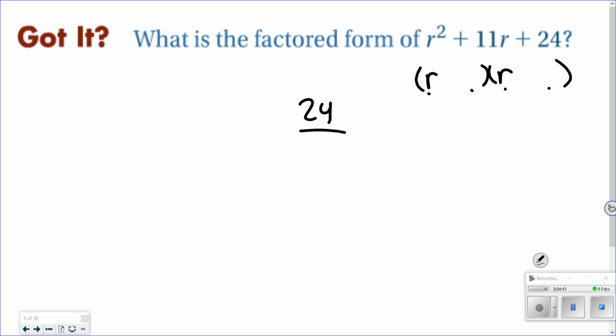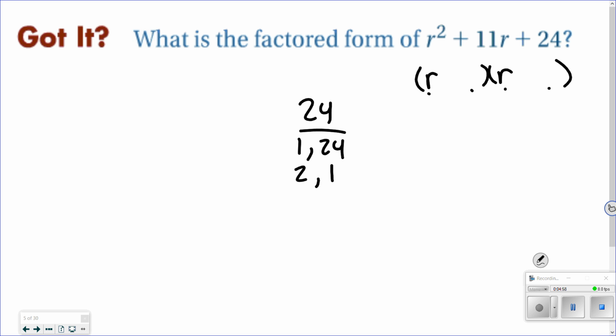So make your list. This is something that some of us struggle with. Like, some of us are great with our multiplication facts. Some of us aren't. If you aren't, just be methodical about it. Right? I know 1, you can always do 1 and the number, 1 and 24. Try 2. So grab a calculator.